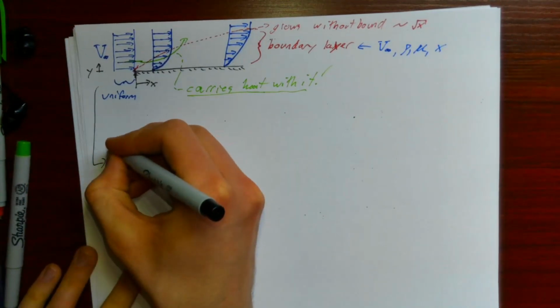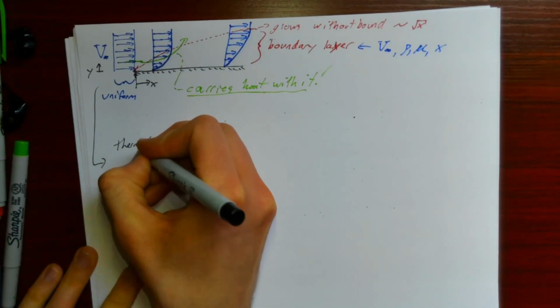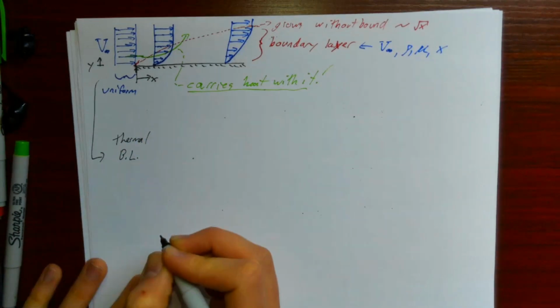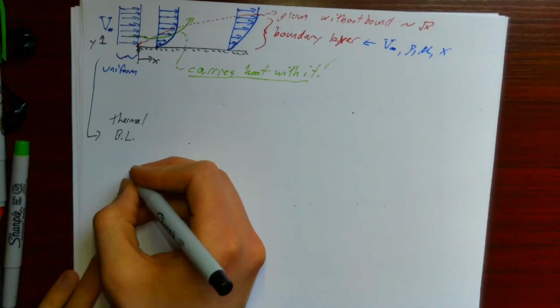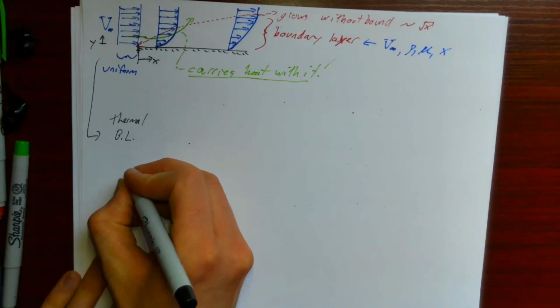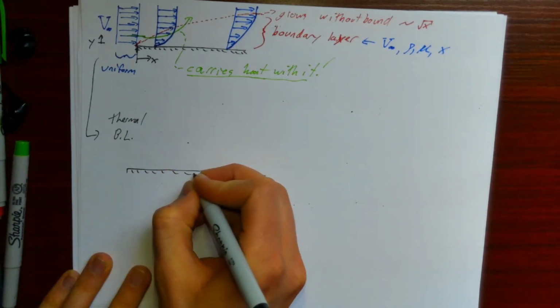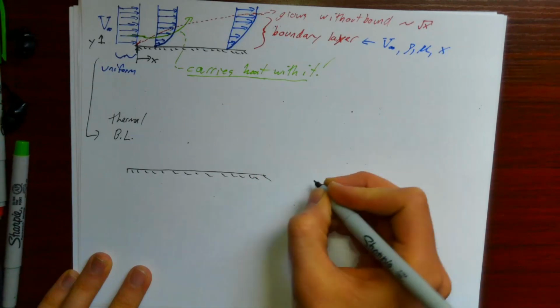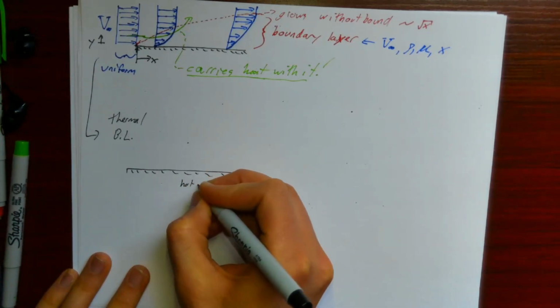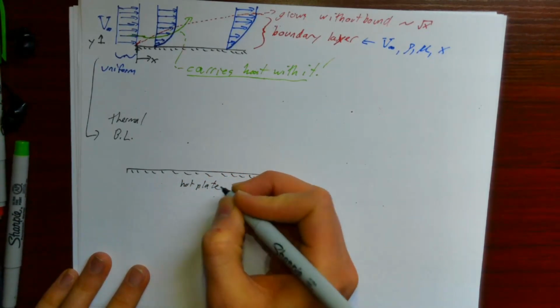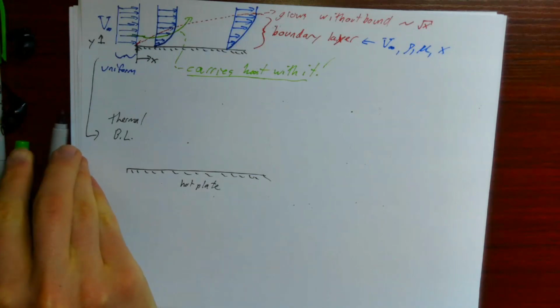So this idea of the hydrodynamic boundary layer, and fluid that encounters it and gets steered up, informs the idea of the thermal boundary layer. So what does the thermal boundary layer look like? Well, you can imagine I might have a plate. Let's for now say we have a hot plate and cold fluid.